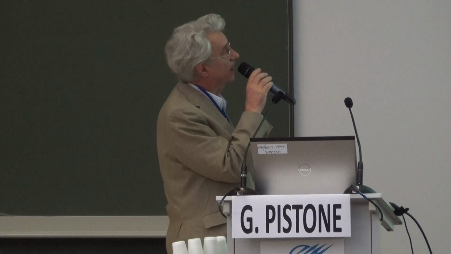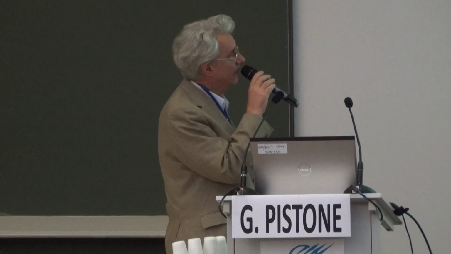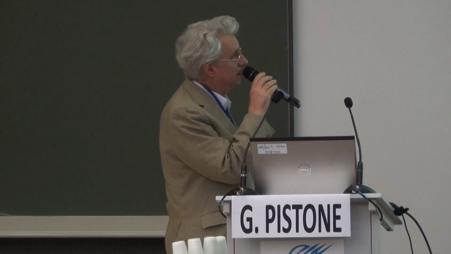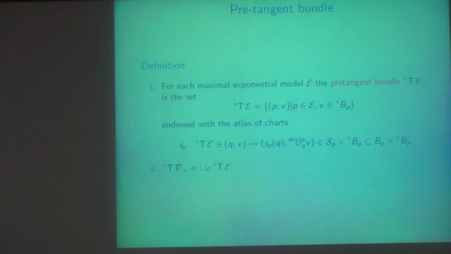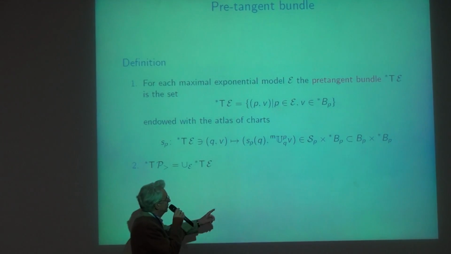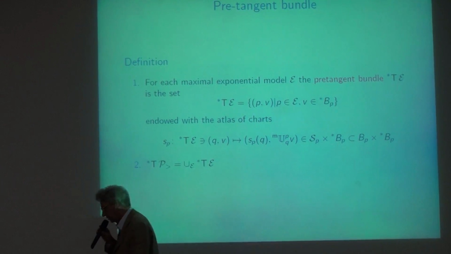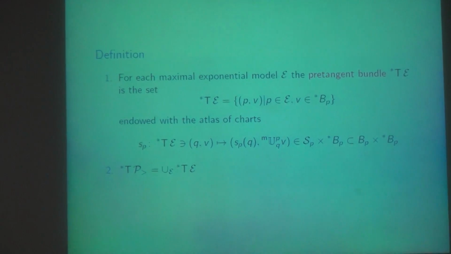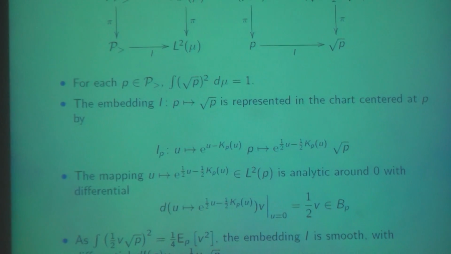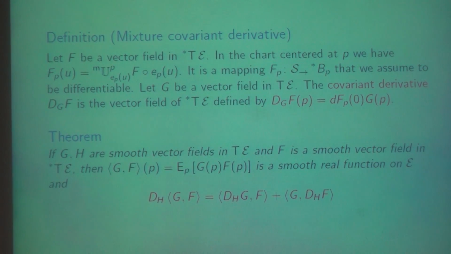In the dual space I do the same. I define the pre-tangent bundle by the same trick. Simply on the fiber I use the proper transport, which is the mixture transport, not the exponential transport. We can define the covariant derivative.